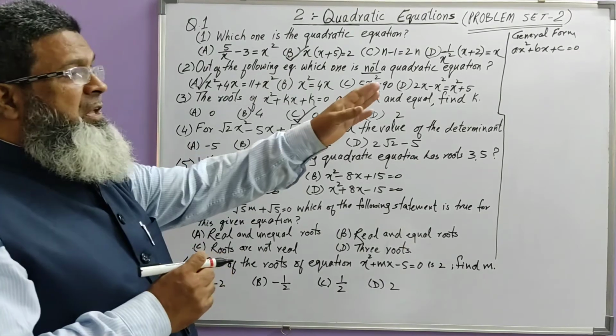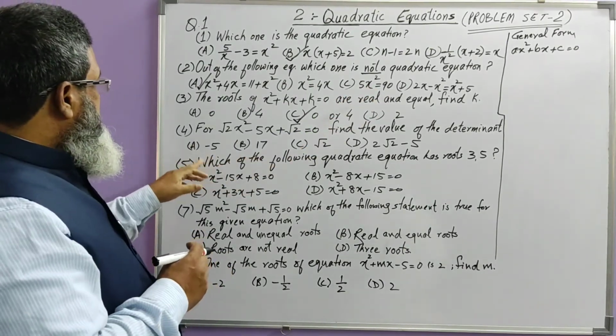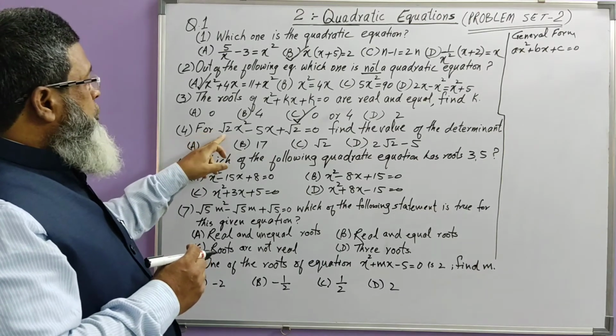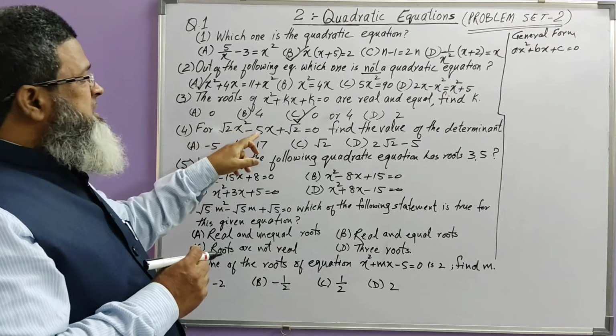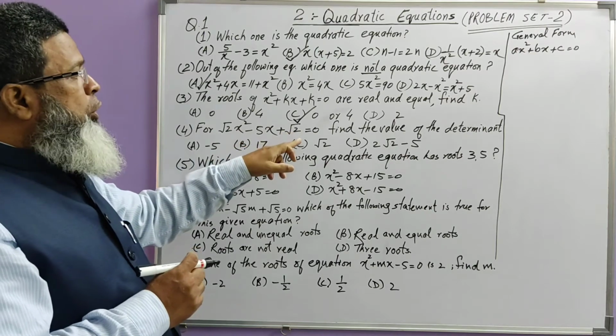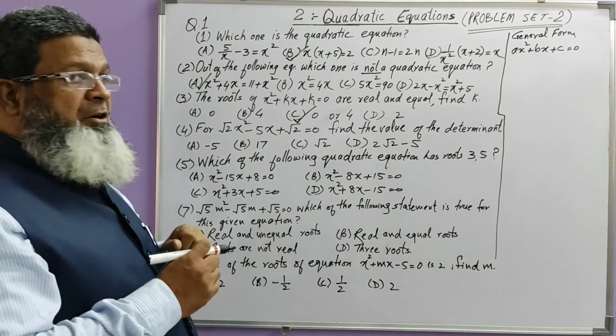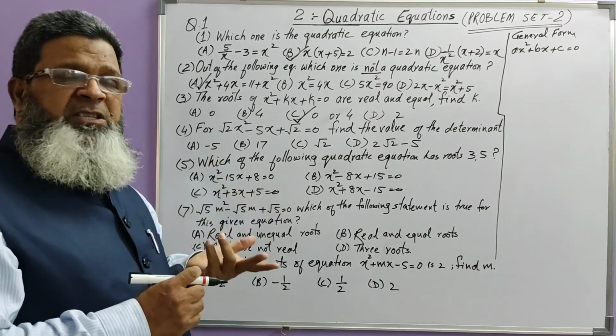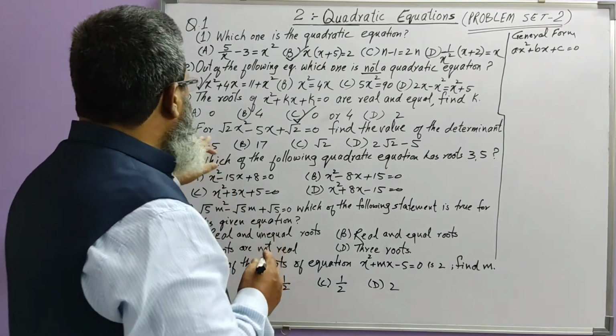Now I have cleaned the rough work place. See, in question number 4, for root 2 x square minus 5x plus root 2 is equal to 0, find the value of the determinant. Value of the determinant means you have to find b square minus 4ac. That is also called delta.